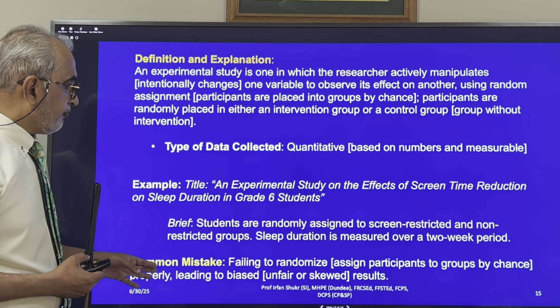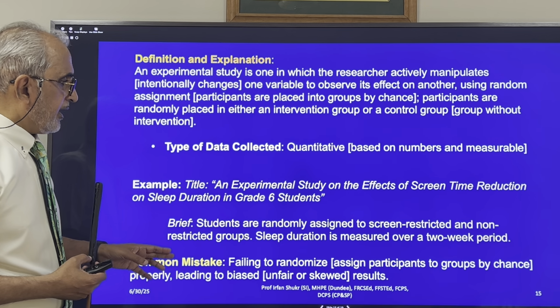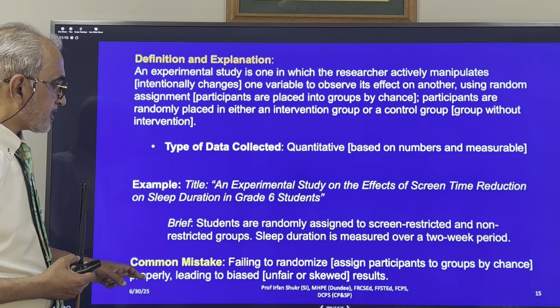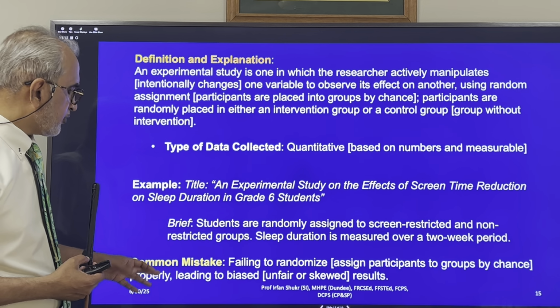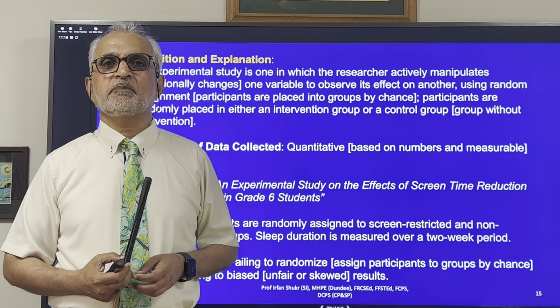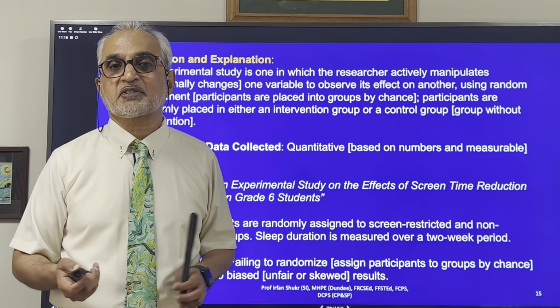Common mistake: failing to randomize. Assigning participants to groups by chance properly, otherwise leading to bias, unfair or skewed results. So in fact, that is not a proper experimental study, it is then a quasi-experimental study or something like that.